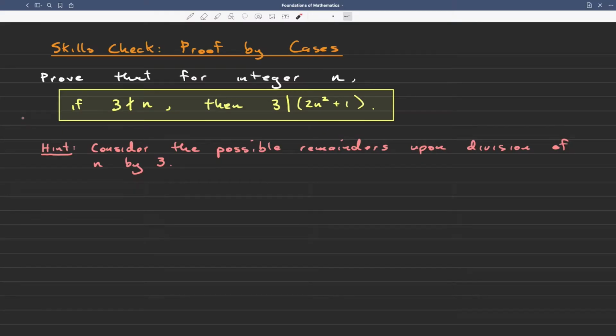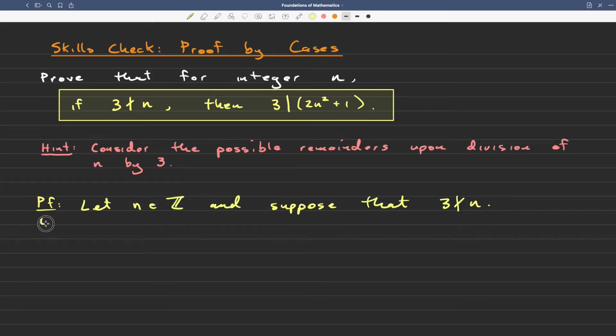All right, welcome back. So let's work through this together now. So let's start by assuming the hypotheses of the problem here. So let's let n be an integer, and let's suppose that 3 does not divide it. Then we can use the division algorithm. When you divide 3 into n, there's going to be some quotient and some remainder, where the remainder is between 0 but less than 3. But since 3 does not divide n, we know the 0 is not the remainder, because if 0 were the remainder, then 3 would be dividing n.